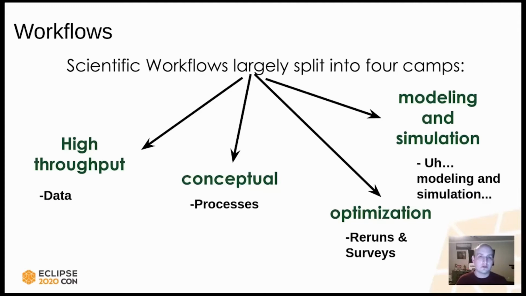Well, high throughput workflows are just about data. So if you have a lot of data that you need to process and you're running many workflows back to back just to process that data, possibly in parallel, those are high throughput workflows. Conceptual workflows are about processes. So if you have a process and you're sketching out how that process works, then that's likely a conceptual workflow. Optimization is about doing surveys and many reruns to optimize a particular outcome. And modeling and simulation is, well, it's about modeling and simulation. There's not really a better way to say that, but that is where we're using simulations to study the behavior either of existing systems or systems that don't exist yet.